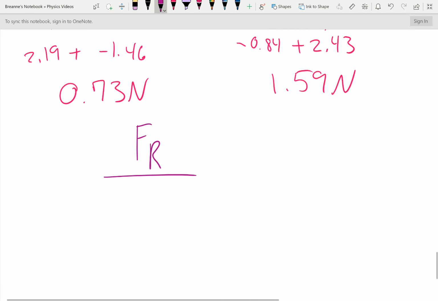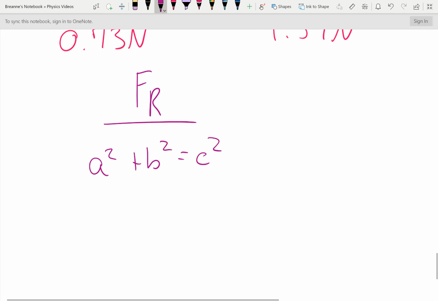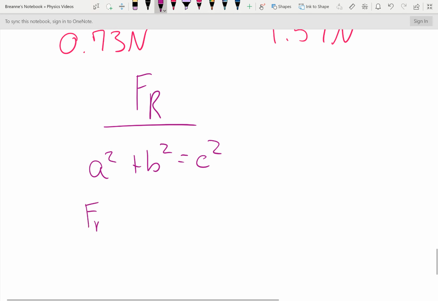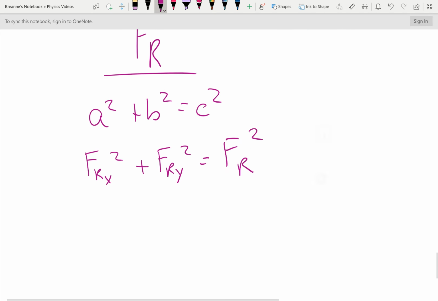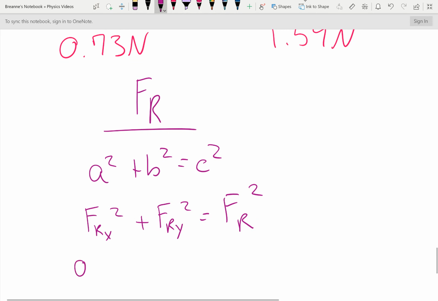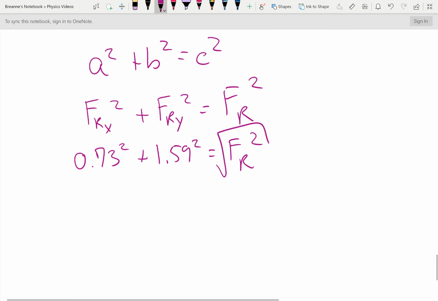So your resultant force. You're going to use a squared plus b squared equals c squared to solve for that. Your a squared, you can use your resultant force in the x plus your resultant force in the y, and you're going to be solving for your resultant force. It doesn't matter which one you put, a or b, you just need them in there. So it'd be 0.73 squared plus 1.59 squared equals your FR squared. To get rid of the squared, you're going to square root all of that. You can actually plug it into your calculator that way.